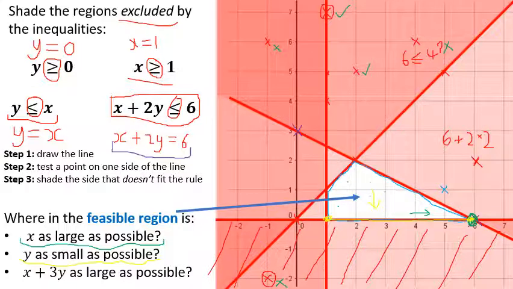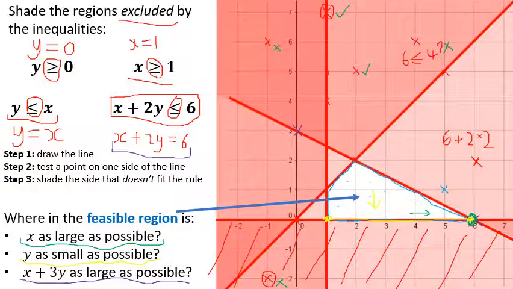What's a little more complicated is this last one here. It's talking about x add 3y. So how can we determine where x add 3y is as large as possible? This one's a little harder because it's not immediately obvious which direction you would go in if you're trying to make x add 3y as large as possible.